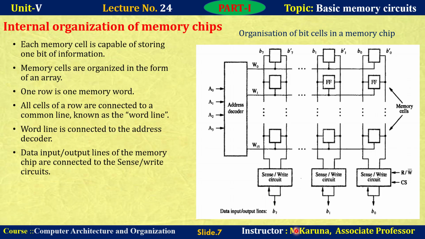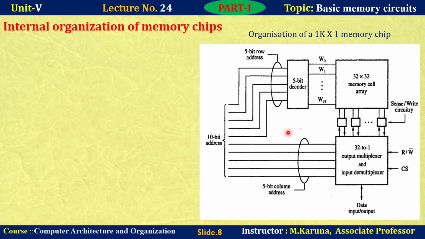During a write operation, these sense or write circuits receive input information and store it in the required cells of the selected word. Likewise, read and write operations are performed with the help of control signals and address lines. Okay, this is another internal structure of a 1K into 1 memory chip. If you mention 1, that is nothing but one cell. If you mention 8, okay, that is nothing but 8 cells.